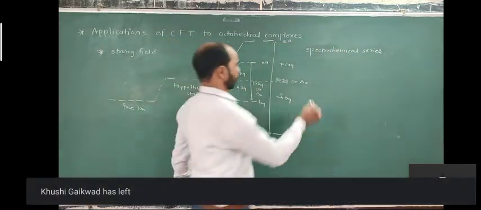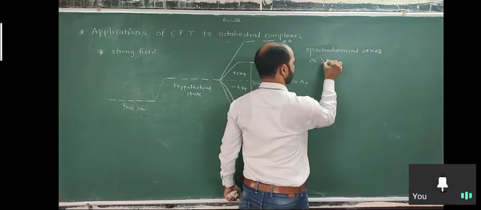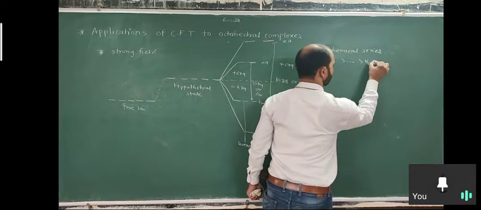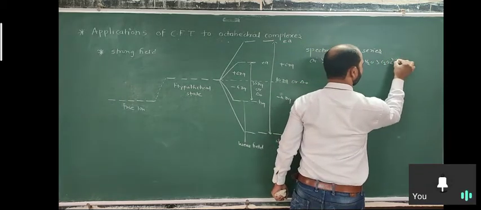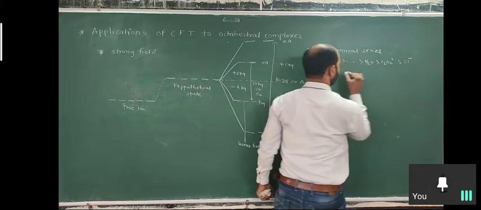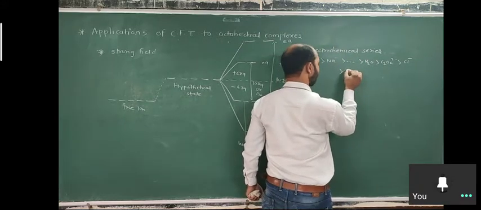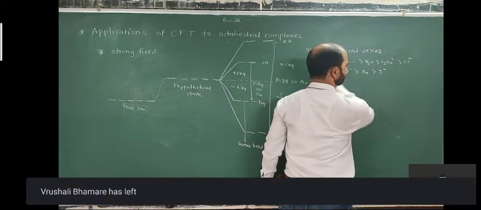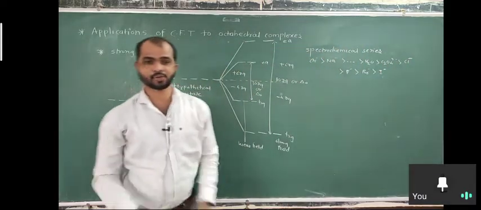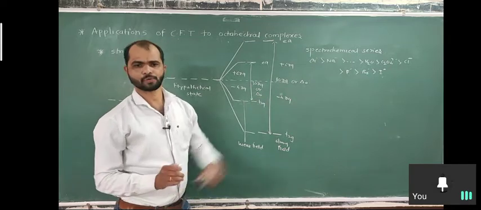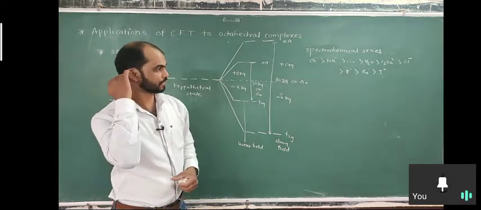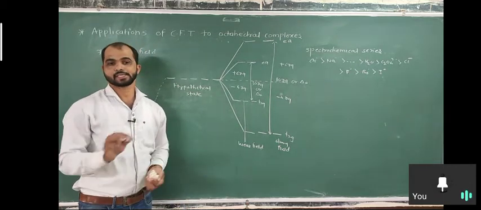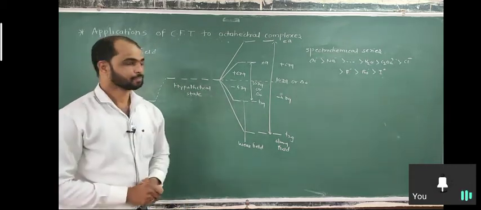Spectrochemical series. For example, here CN minus, NO2 minus, H2O, C2O4 2 minus, then Cl minus, then F minus, then Br minus, I minus. This is the decreasing order of the spectrochemical series. It is just for your information; we will discuss the spectrochemical series in detail in the later part of the chapter.